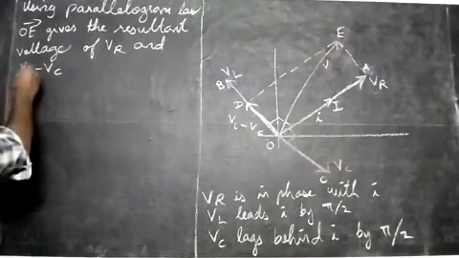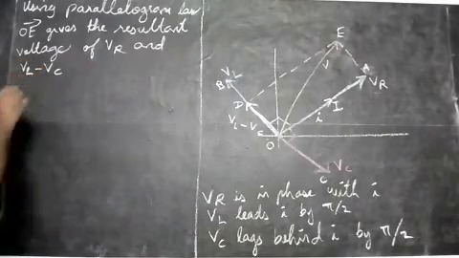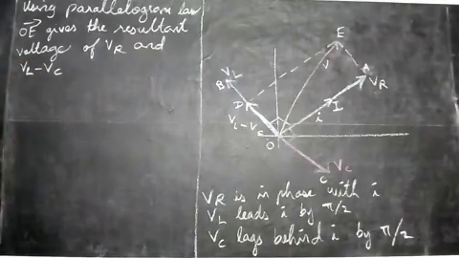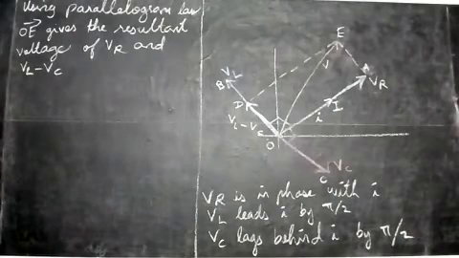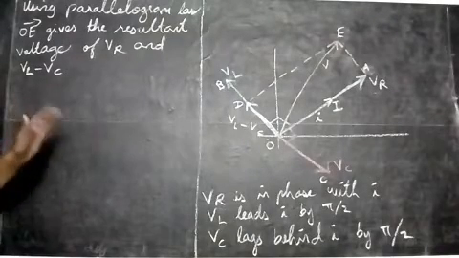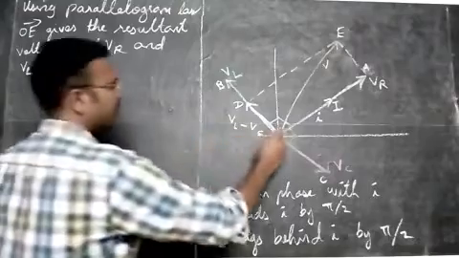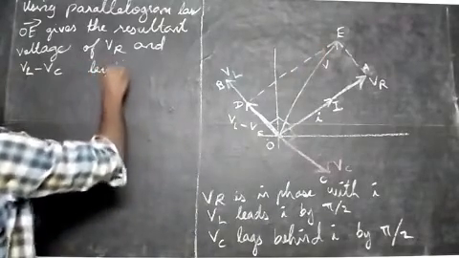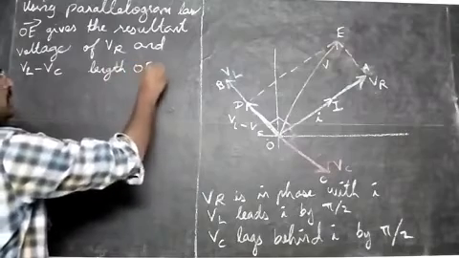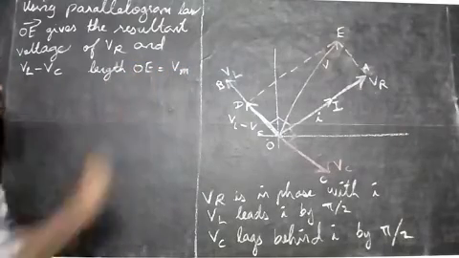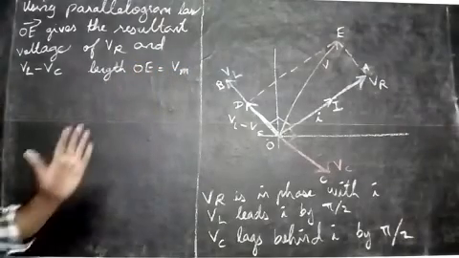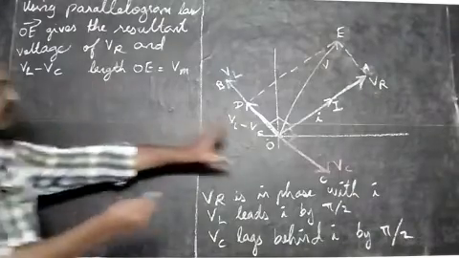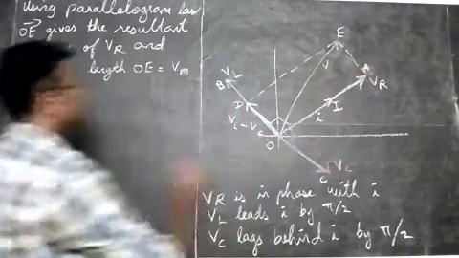Be very careful. VL and VC should not look the same. They should look different, so while writing this, make a distinction between L and C. And you see the length of this vector here, the length of OE is equal to VM, the maximum voltage. Now let's use the parallelogram law and show it here. Now I'm going to draw only this and this.